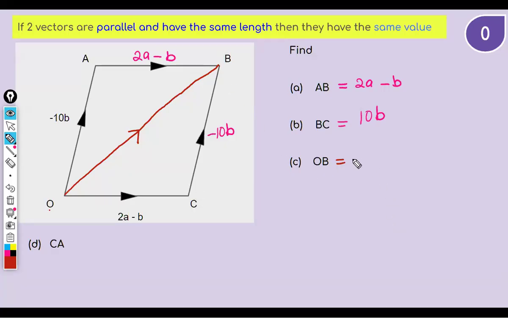I'm going to use the underneath roads. Going to walk from O to C, and then from C to B. OC is with the arrow, so we're not going to change a thing. And C to B is with the arrow, so we're not going to change a thing. Both of them, we didn't change a thing. 2A minus B minus 10B is 2A minus 11B. Take down the answer.